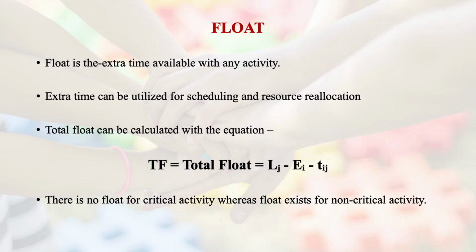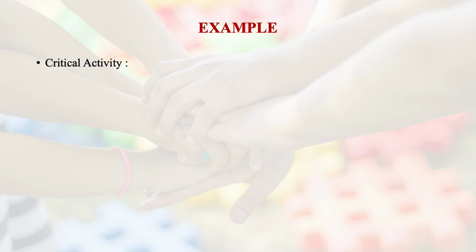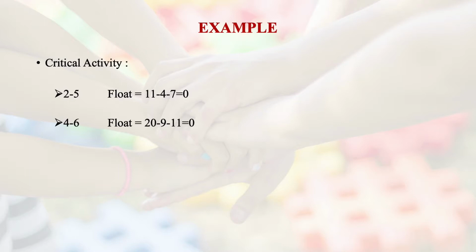And the computation for a critical activity, if I say critical activity 2 to 5, the float is going to be computed: the latest event time for 5 is 11, and the earliest event time for 2 is 4, and we subtract the 2 to 5 path length, which is 7, so it comes out to be 0. For any critical activity there is no float, because those are the activities which are to be completed in time in order to complete the project in time. Otherwise the project will never get completed in time.